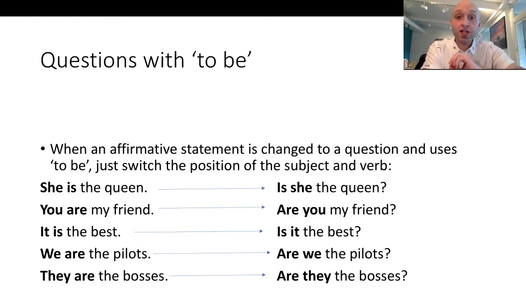Uma coisa interessante acontece quando a gente usa to be nas perguntas. Vai mudar a estrutura, vamos dar uma olhada. Simplesmente tem que trocar a posição do sujeito e do verbo. Olha, she is the queen. Is she the queen? You are my friend. Are you my friend? It is the best. Is it the best? We are the pilots. Are we the pilots? They are the bosses. Are they the bosses? Então, com perguntas que usam to be, só tem que trocar o sujeito e o verbo.